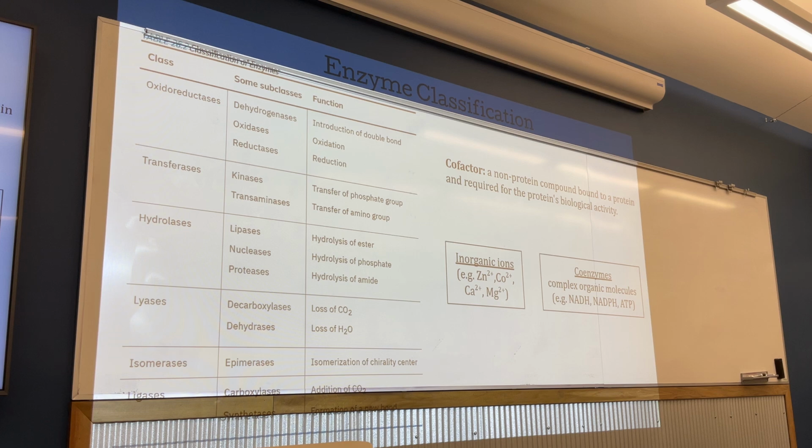We have transferases. So transferases are things like kinases, and a kinase is going to be that signal transduction that I talked about. So a molecule signaling to another molecule, signaling to another molecule, to another molecule, then goes into the nucleus. That signaling is done by transferring a phosphate group. So it's called phosphorylation.